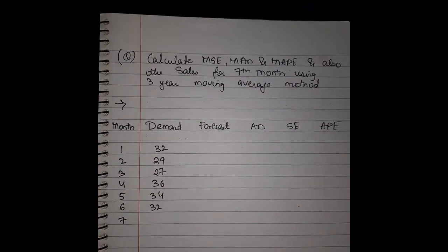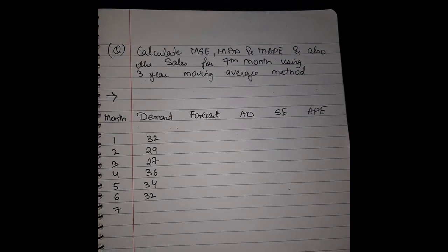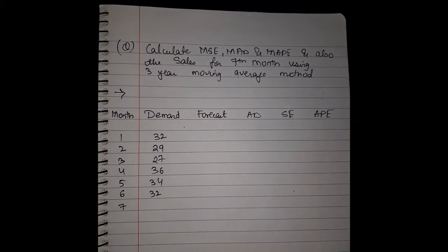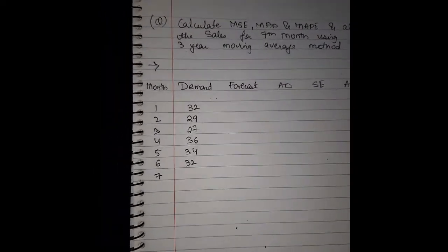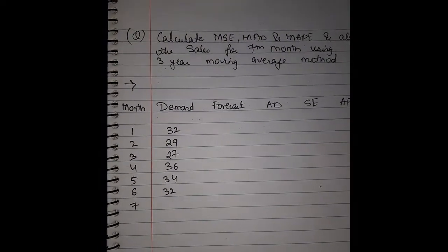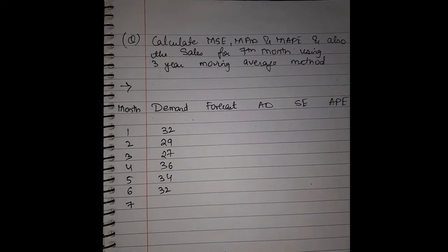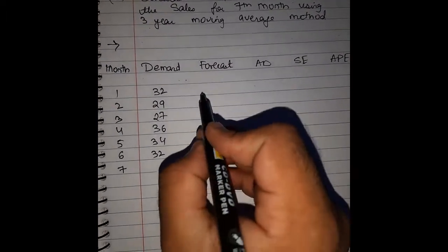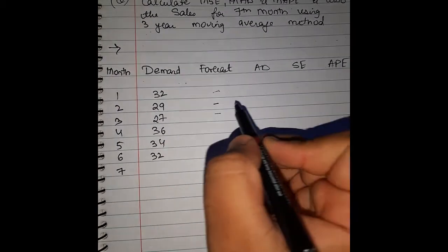We'll solve the second sum, which is to calculate the mean square error, mean absolute deviation, and the mean absolute percentage error, and also the sales for the 7th month using the 3-year moving average method. Okay, the month and the respective demand in kilos. We have to find the forecast, which is nothing but the sales using the 3-year moving average method. So as we know, this is a 3-year moving average. We directly cut down the first 3.